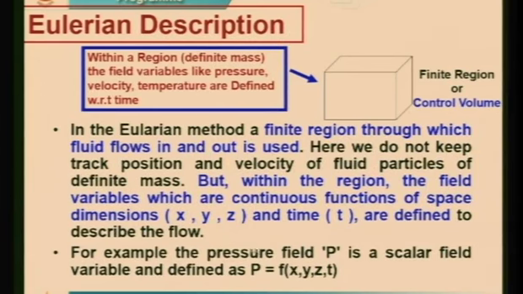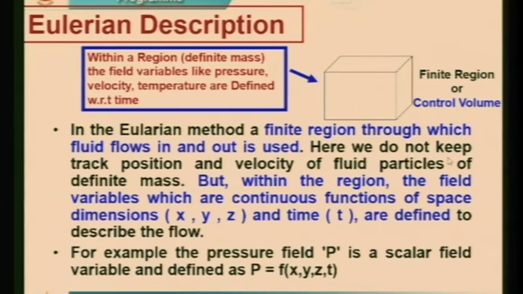Eulerian approach. In this case, as I mentioned very clearly, within a region we are going to describe. I am going to take a definite region, maybe this room, maybe say this duster, exactly. So in the Eulerian method, a finite region through which fluid flows in and out is used. It means I will see how many particles are entering here and how many are leaving within the system, whether they are absorbed, whether they are coming fully out, whether they are going to go this way or this way, anyway, that I need to study.